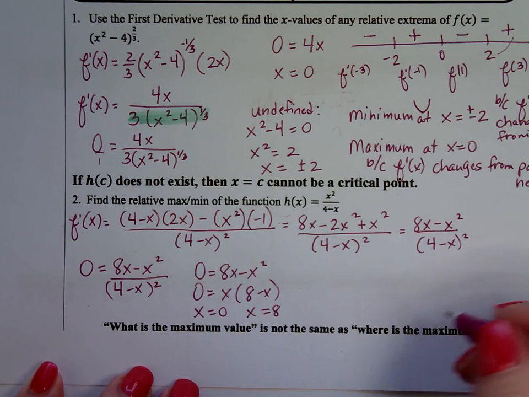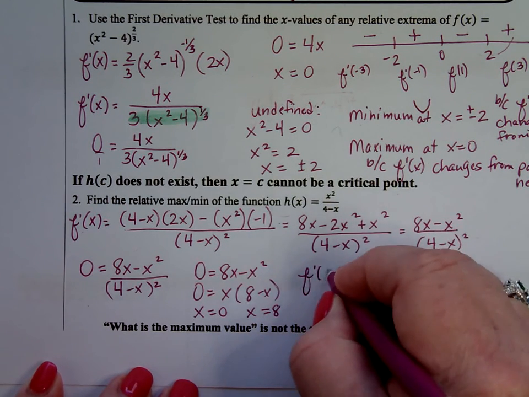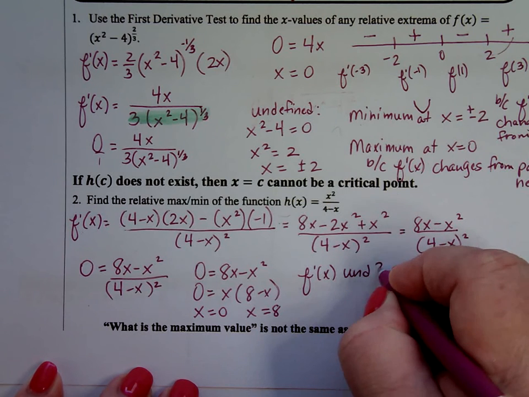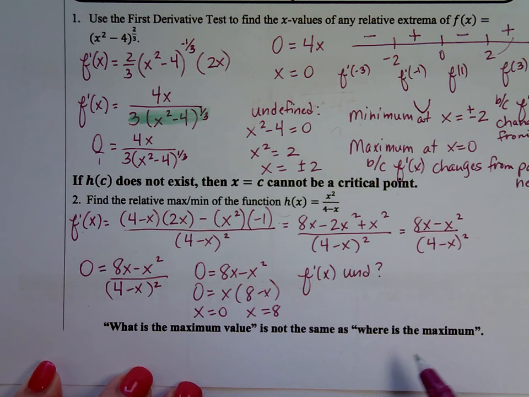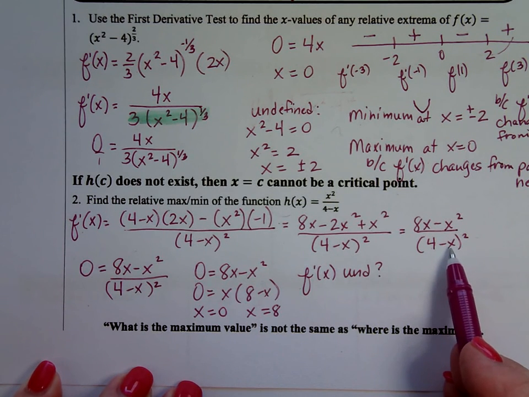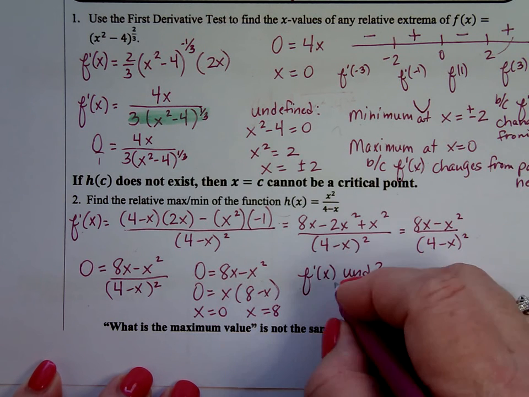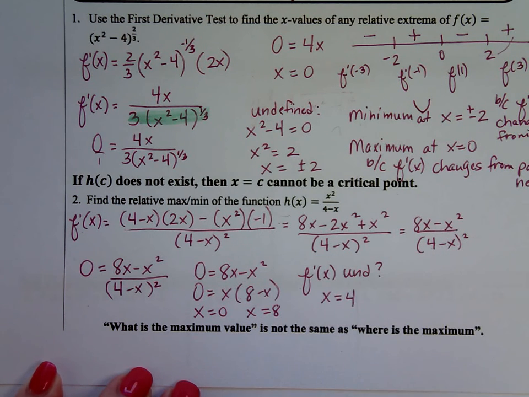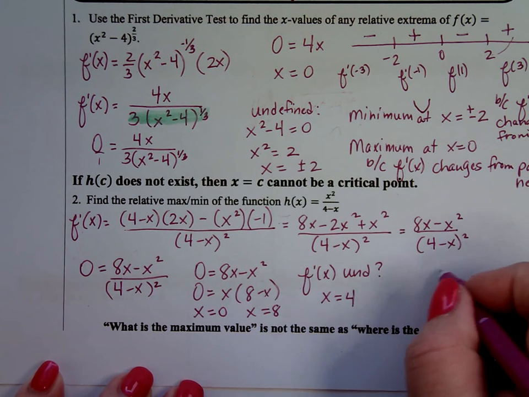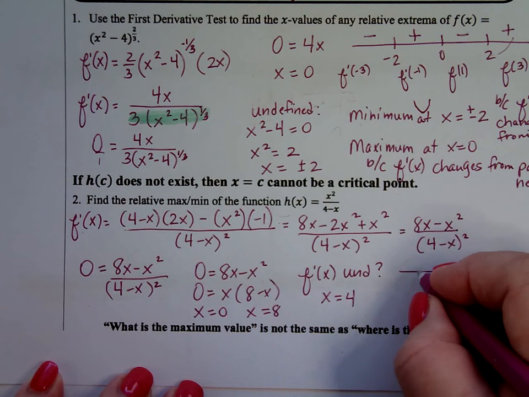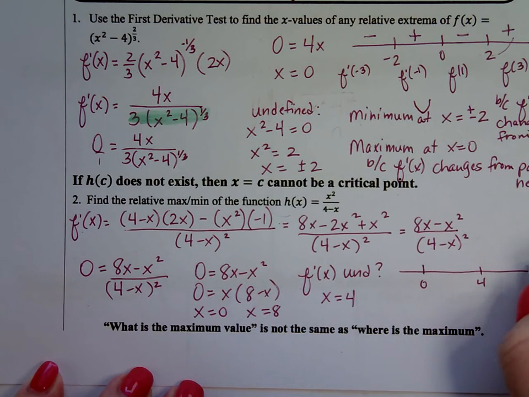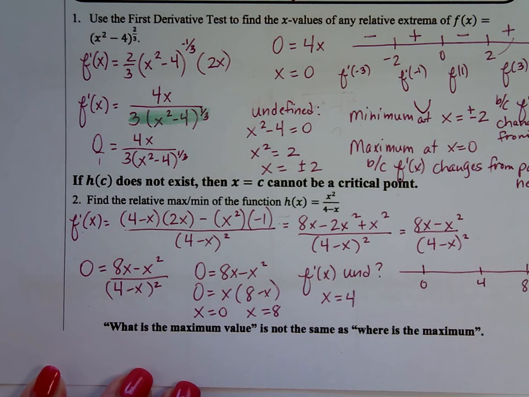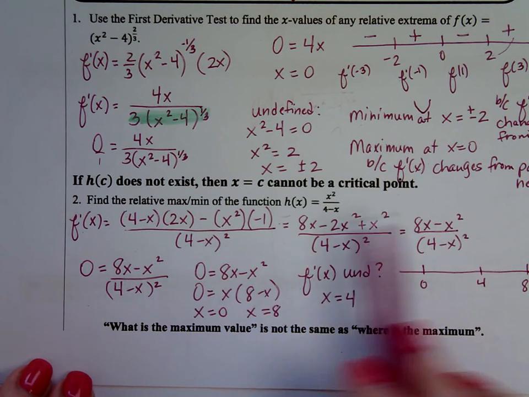Now, is there anywhere where my first derivative is undefined? Check out the denominator. If I have an x of 4, I would have a 0 denominator. So it is undefined at x equals 4. And so all of that needs to go onto my sign chart in order to solve this out. So let's set up the sign chart. I have a 0, a 4, and an 8. I'm going to plug in numbers, and I'm going back to my derivative, which is here.